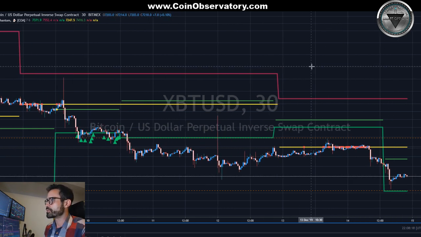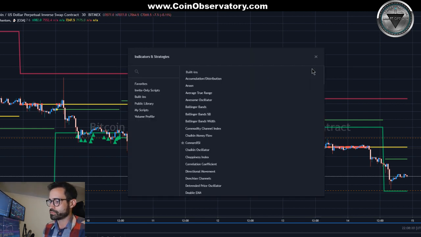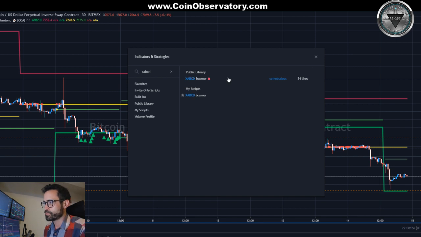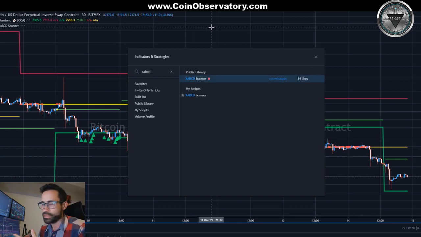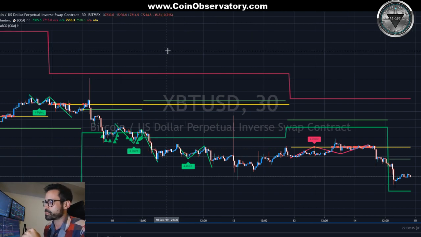I take it, no questions. I'm going to go ahead and start adding the scanner. So the scanner, it works like a scanner. XABCD formations are the 5-point formations. There's the Gartley, there's the butterfly, there's the wolf, there's like 10 or 11 formations. Our scanner picks up 10 of them.